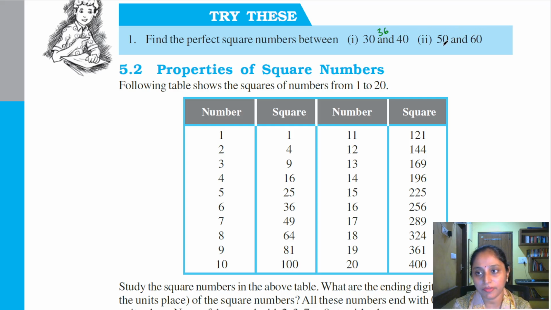And is there any perfect square between 50 and 60? The answer is no. You can see that 7 square is 49, which is less than 50, and 8 square is 64, which is more than 60. So there is no perfect square between 50 and 60, right? Next, try this question.